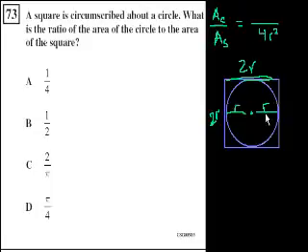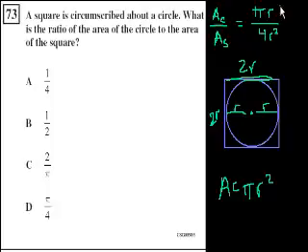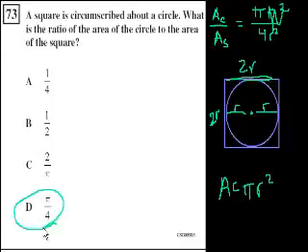Area of the circle is just pi R squared. Hopefully you learned the formula for the area of the circle. It's just pi R squared. So write that down, pi R squared. Divide the numerator and the denominator by R squared. And you're left with pi to 4. And that's choice D.